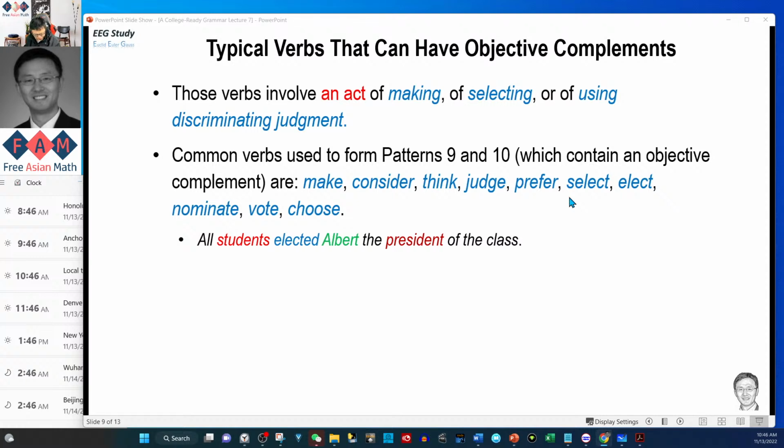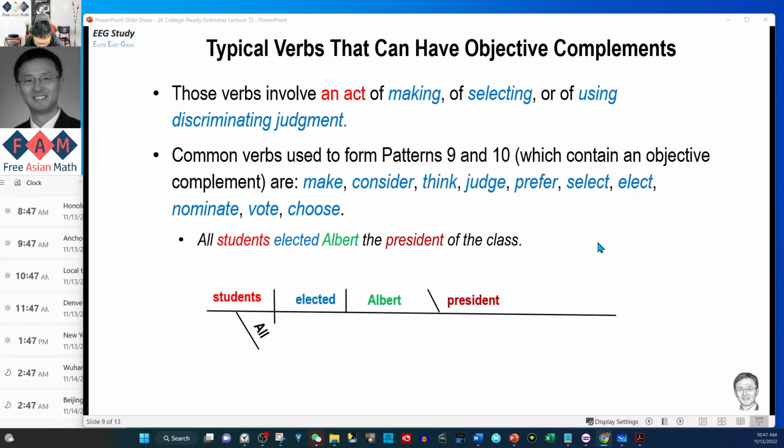But in this version, you'll see that elect Albert president. President is a complement because it tells what kind of person Albert is. Albert becomes the president. So after this sentence, when we just say the president of the class, we will understand that means Albert. So Albert is the object and the president is the complement in this sentence. Okay, the diagram is quite clear. So all students elect Albert the president of the class.